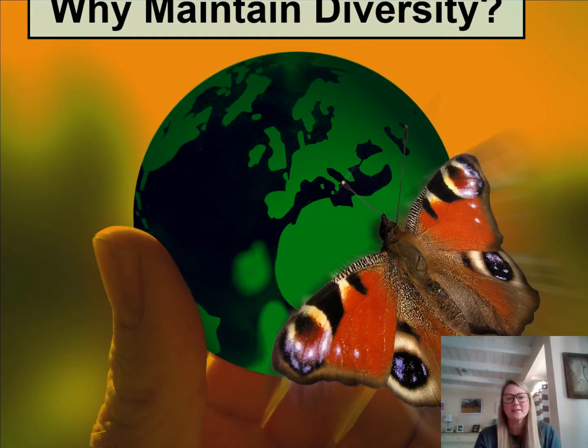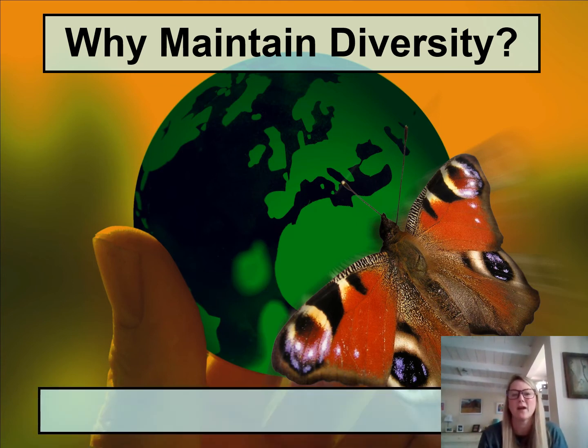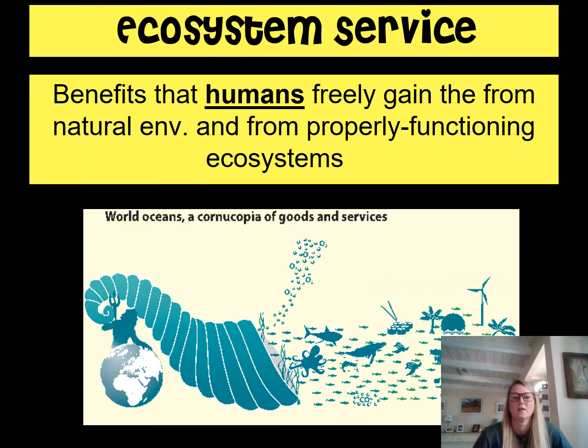All right, so that brings us to why should we care about biodiversity? Why should we have to worry about how many species we have on this earth? Well, a great argument is that a lot of species provide what are called ecosystem services. They provide things to us in order for us to live. An ecosystem service is some sort of benefit that humans get from something that happens in nature.